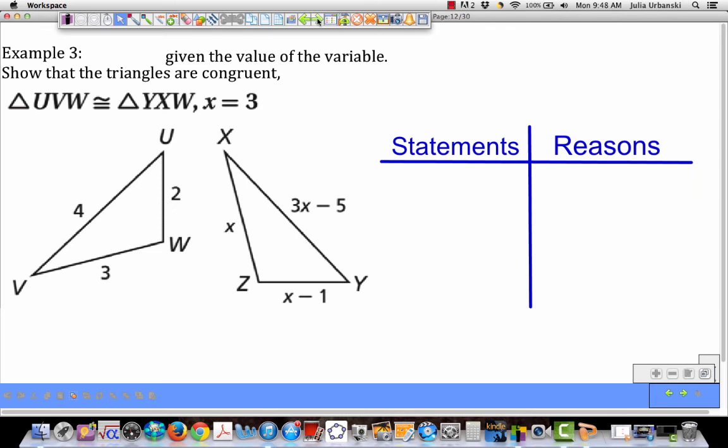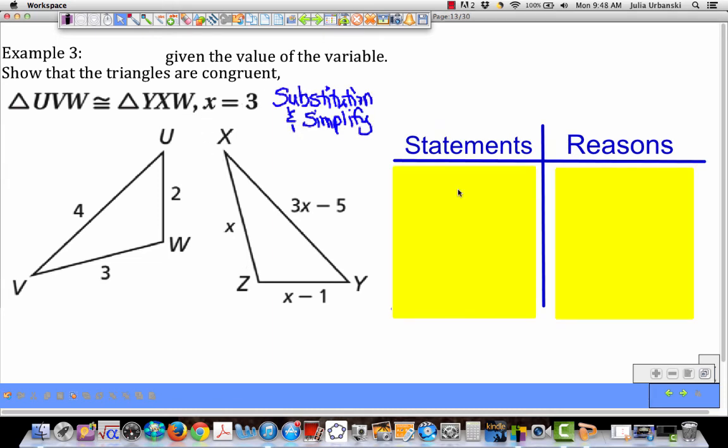For this last example, we have to do a little bit more with it. We have to prove that some things are congruent, because all they told us is that x equals 3. So what we're going to do is take x equals 3, and we're going to use that first. So here, if x equals 3, this becomes 3 times 3, or 9, minus 5, and that, of course, equals 4. Well, 4 equals 4, so I can automatically put congruent markings there.